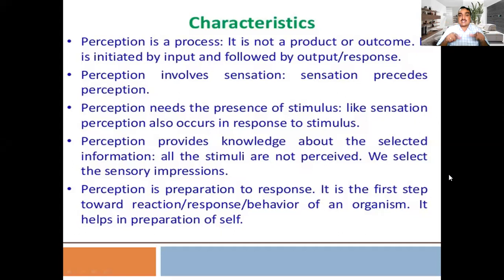Next, perception needs the presence of a stimulus. I need to be stimulated. Like sensation, perception also occurs in response to a stimulus. Without stimulation, I cannot perceive anything. Whenever you talk about perception, it is presented with some source of sensation only. And it even provides knowledge about the selected information. If you try to see the selected information in detail, it will help you to get more information. All the stimuli are not perceived. We select the sensory impressions as the initial stages.